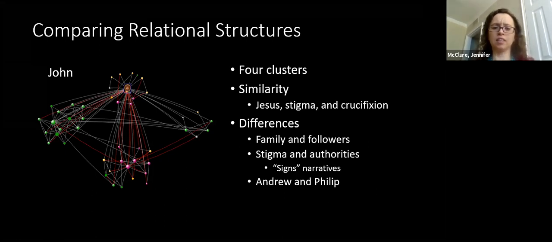The last thing, and this is our final subgroup to the right of Jesus's subgroup. In John, there are some situations where Andrew and Philip are mediators between other people and Jesus. Two examples: when some Greeks come and want to see Jesus, they come to Andrew and Philip first, and then they go to Jesus.